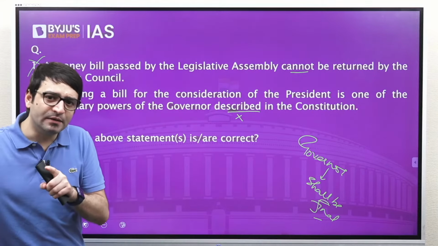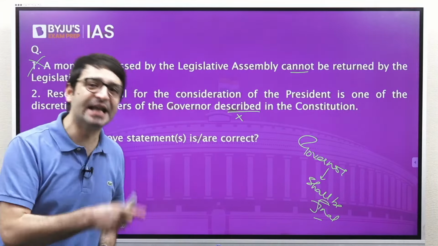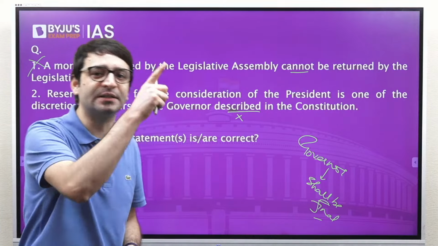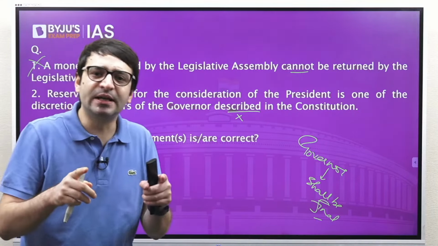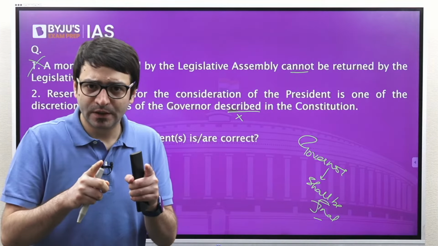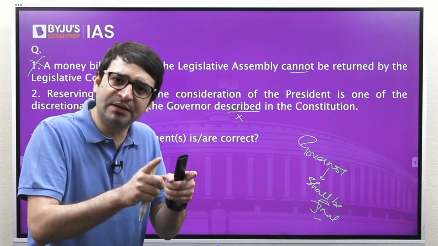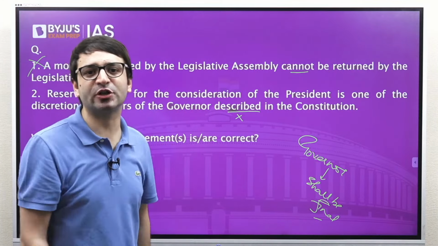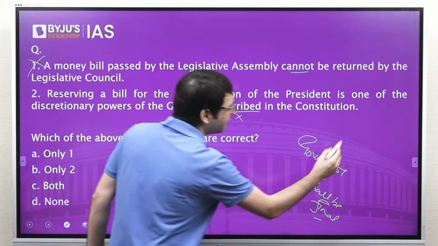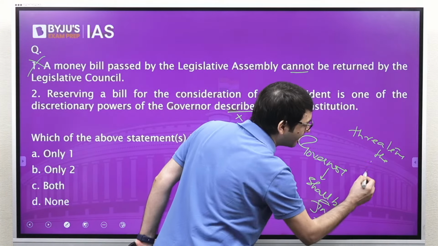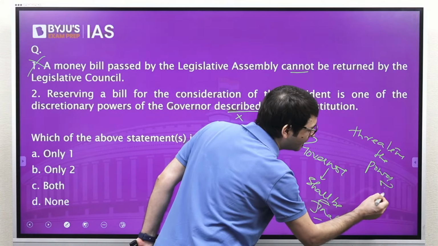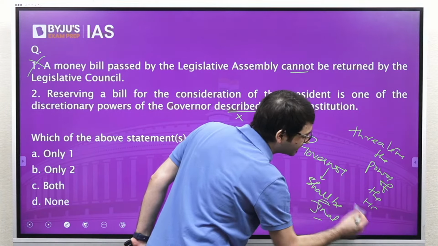There is one bill which governor necessarily has to reserve for the consideration of the president. Can you tell me what that bill is? I'm asking that there is one bill which necessarily the governor has to reserve for the consideration of the president. And that bill is, if that bill threatens the power of the High Court concerned.